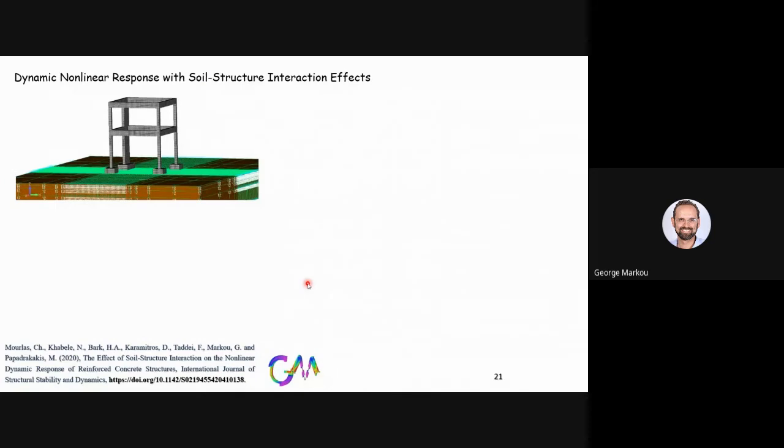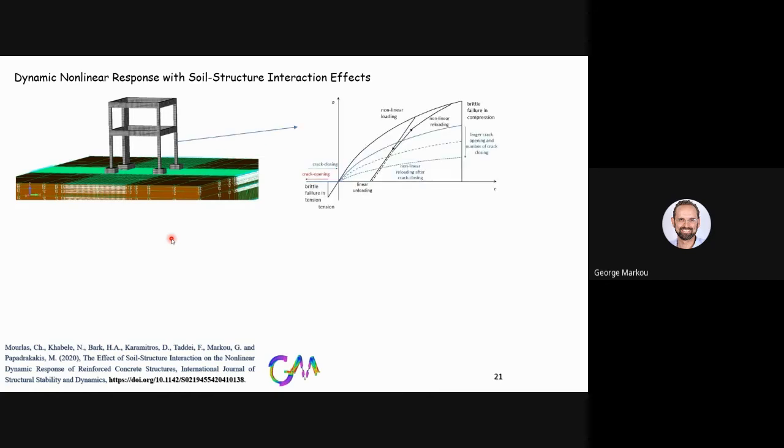Now, another very interesting part, one of my favorites, to be honest with you, when it comes to the cyclic analysis of structures, is the dynamic nonlinear response of structures, including the soil-structure interaction effect. In this case, as you can see, we had a publication in 2020 where we investigated the nonlinear dynamic response of reinforced concrete structures, including the soil-structure interaction effect.